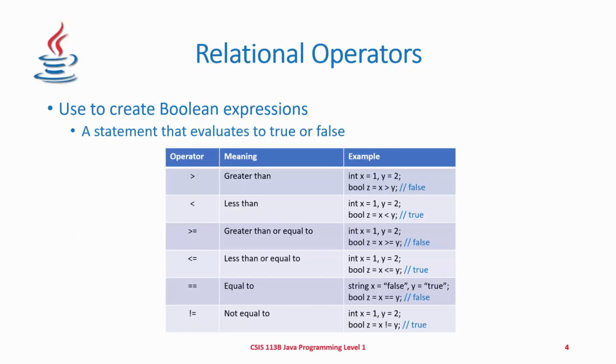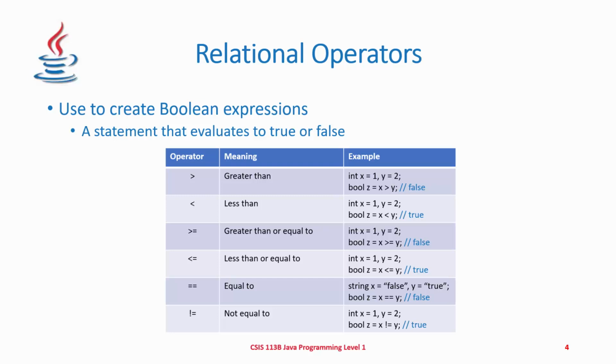Now to set up decision expressions, we will need to use relational operators. And so as the first bullet point states, we use Boolean expressions, which are expressions that will result to either true or false. In the table then, you see the different relational operators that we can use to generate the results of true or false.